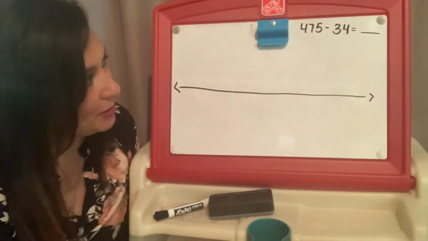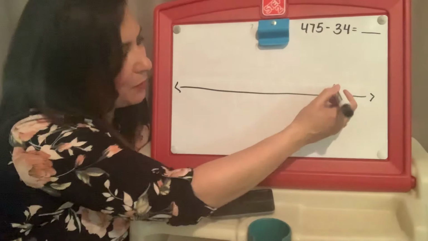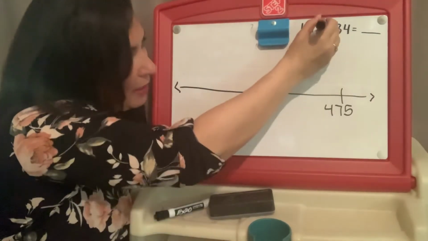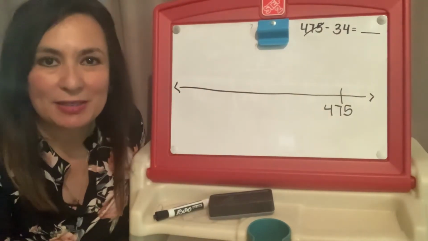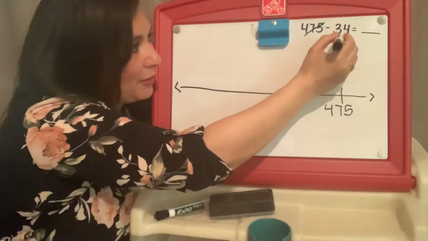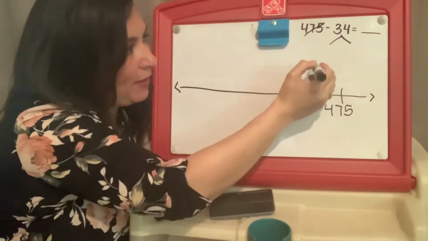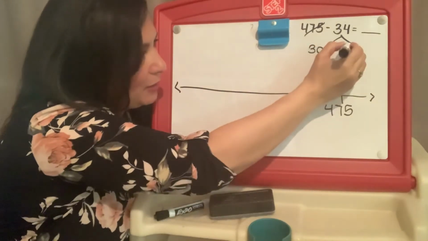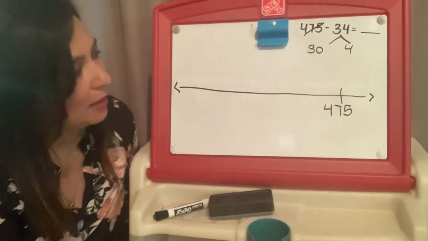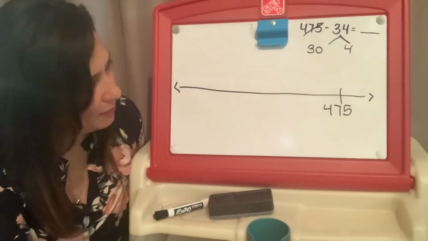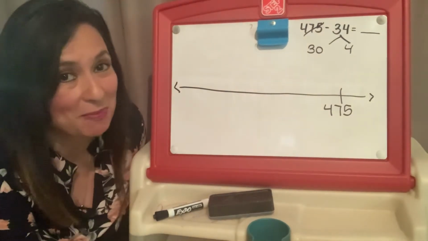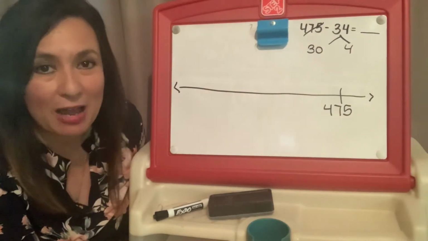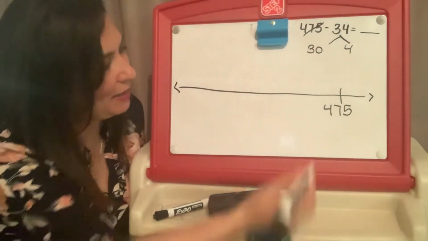All right, so I'll position my total, which is 475. And now I'm going to decompose the other addend by place value. And the value of the 3 in the tens place is, say it, boys and girls, 30. And then you've got your 4 ones here. All right, so 475 subtract 30. Can we take one big jump? You can if you want to, or you can take 3 jumps of 10, however it works for you. Let's do 3 jumps of 10.